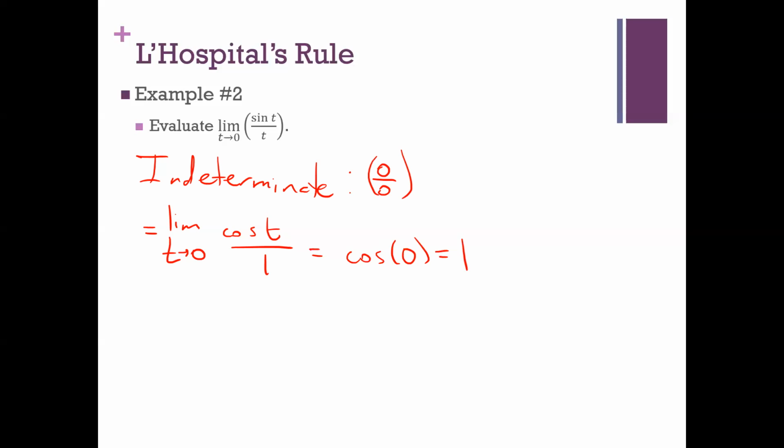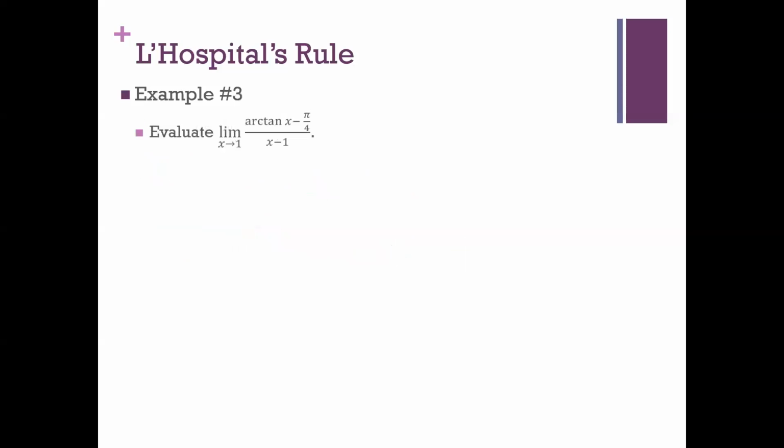How we doing? All right. What do we need to do? Look at the individual limits. So let's write that out. What is the limit as x approaches 1 of arctangent x minus pi over 4? What is the arctangent of 1?